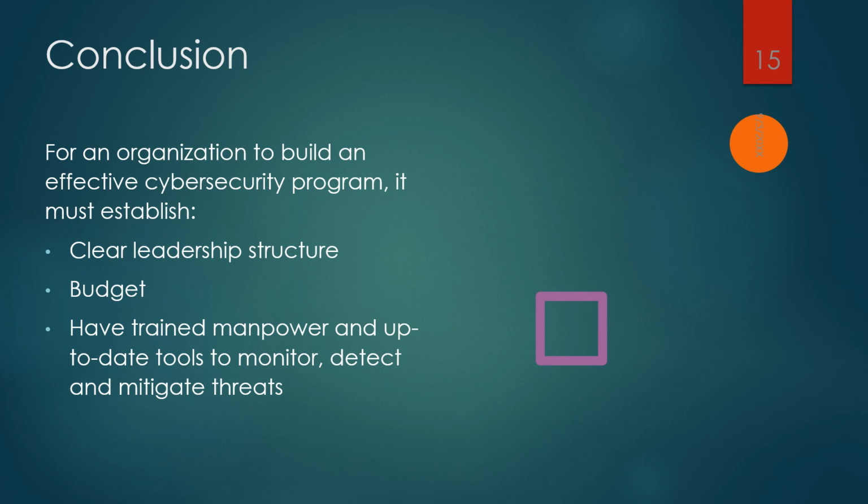Then comes the conclusion. For an organization to build an effective cybersecurity program, it must establish a clear leadership structure and a security structure that has budget, making sure the security goals are met and all the recommendations are being followed, and have trained manpower and up-to-date tools to monitor, detect, and mitigate threats.